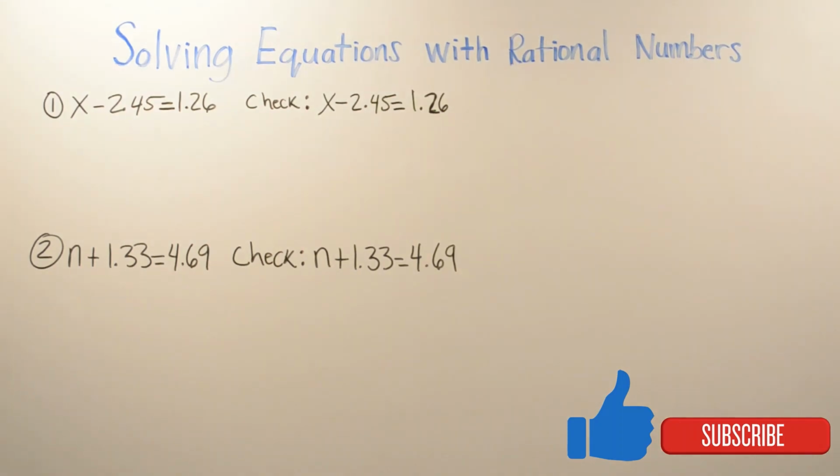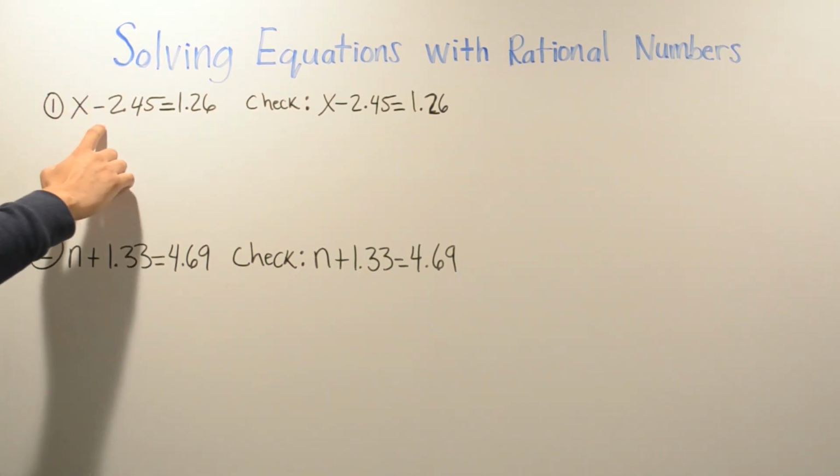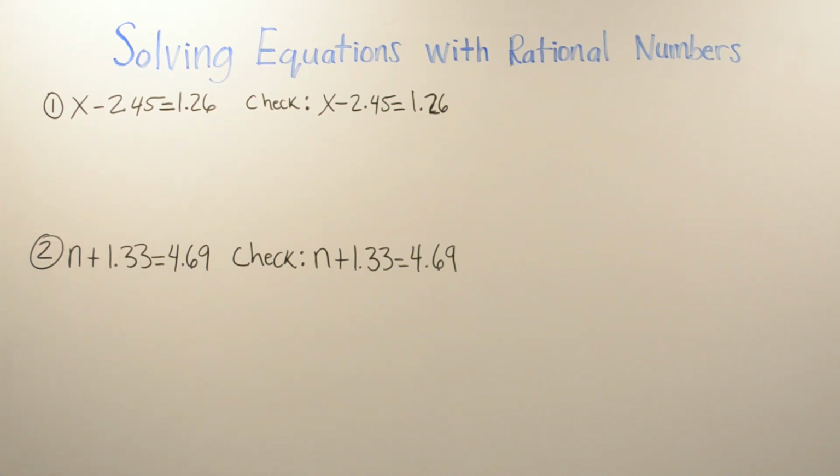In today's video, we're going to be working on solving equations with rational numbers. In number 1, we have x minus 2.45 equals 1.26. Like I said before, what's the opposite of negative or minus 2.45? It's going to be positive.